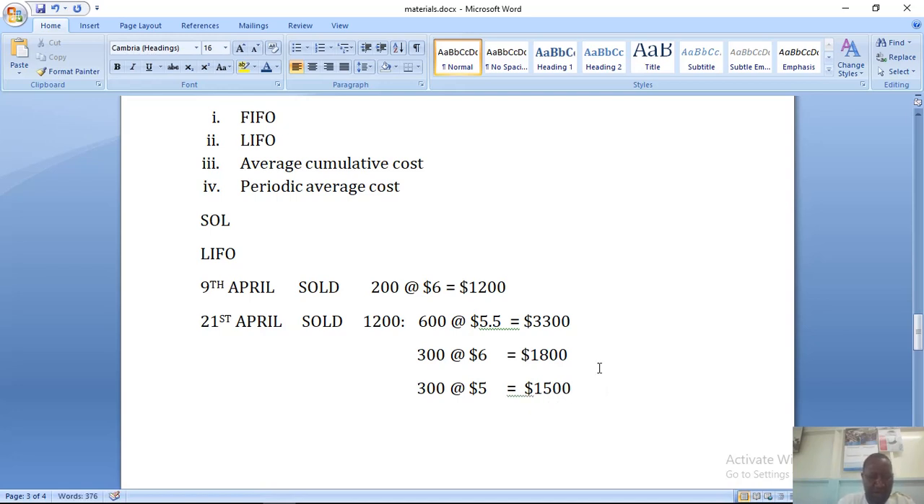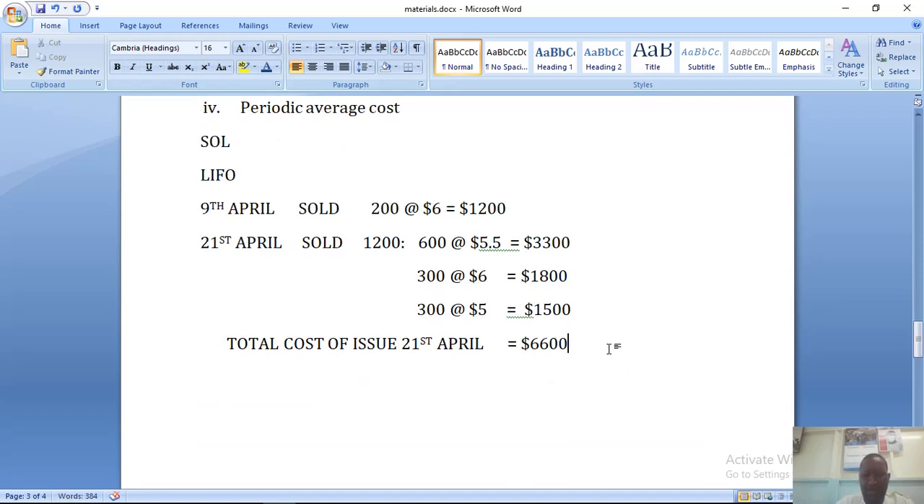And so the total cost of issue for the 21st of April will be equal to, so we had 3,300, 1,800 and 1,500. The grand total there should be $6,600.